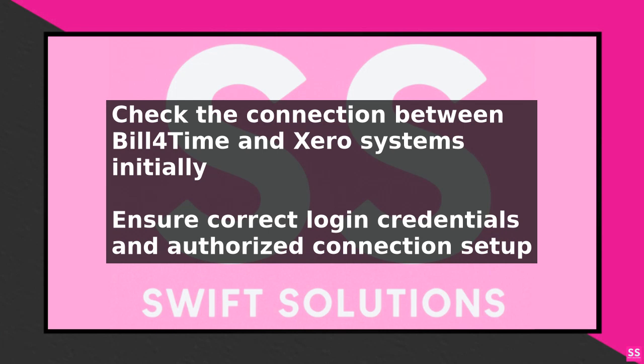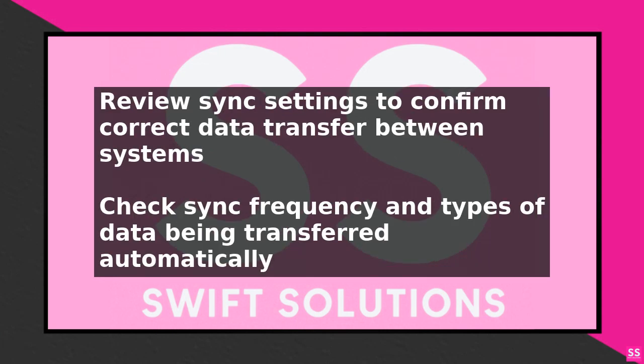Next, review the sync settings to confirm that the correct data is being synced between Bill4Time and Xero. Check the frequency of the sync and the types of data being transferred, such as invoices, payments, and clients. Make sure that the sync is set up to run automatically at regular intervals to prevent data discrepancies.